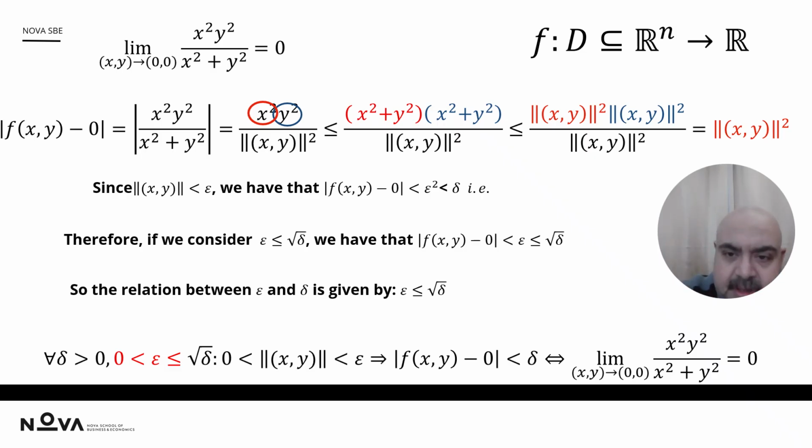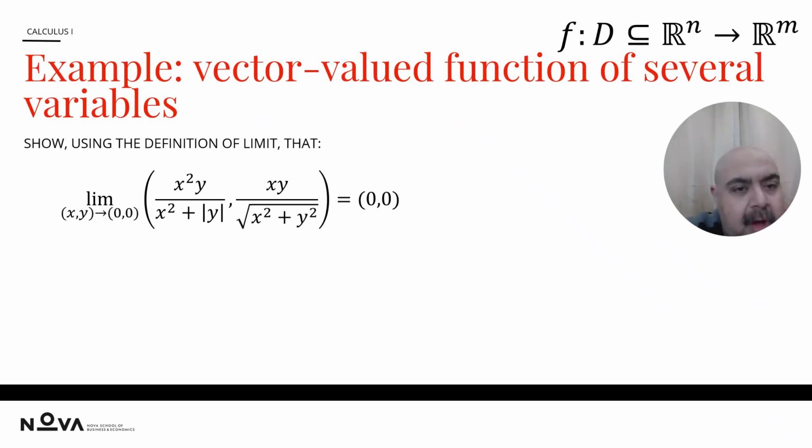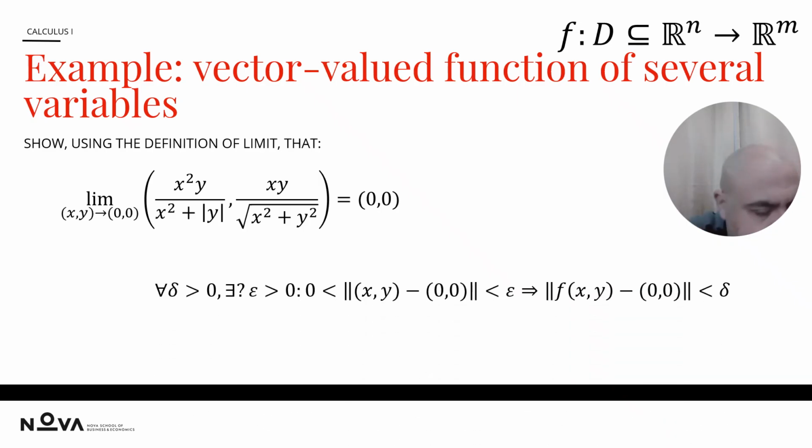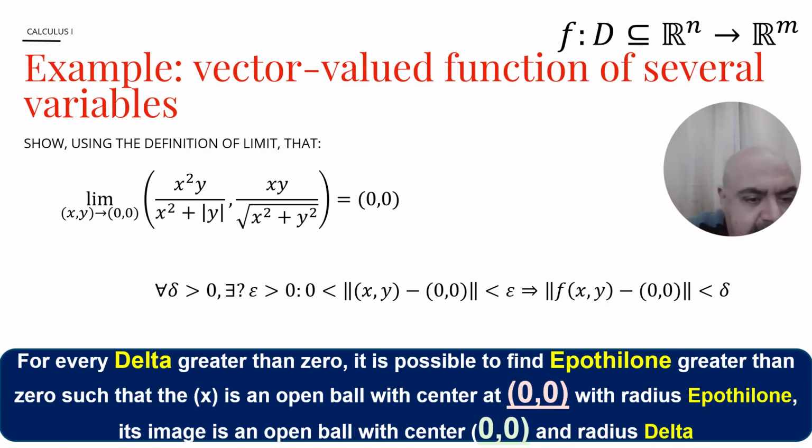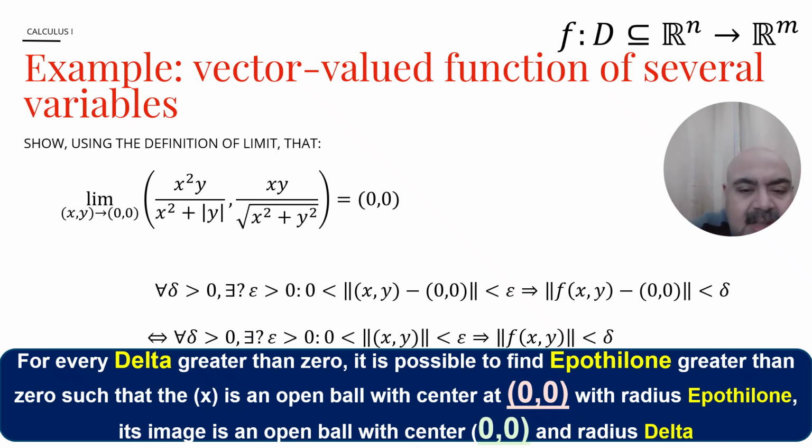Also, I want to be generous in this part and show you a vector valued function of several variables moving with the same trend. So in this situation, I will do exactly the same like what we did. Once more, for every delta greater than 0, it is possible to find an epsilon greater than 0 such that x is in an open ball with center the origin with radius epsilon, and its image is going to be in an open ball with center the origin and radius delta. You can find that easily. So I will do exactly the same.